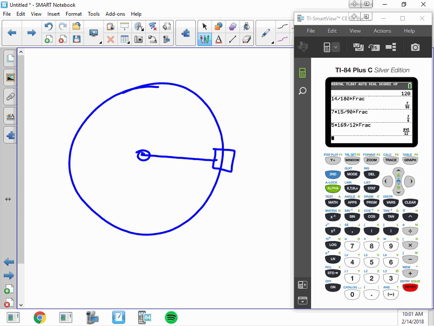But the speedometer will tell you how fast the car is traveling, correct? And one way to think of it is, if it was going around and the rope broke, what would happen to the car? It would just go straight. It would go straight at the speed that the car is traveling.